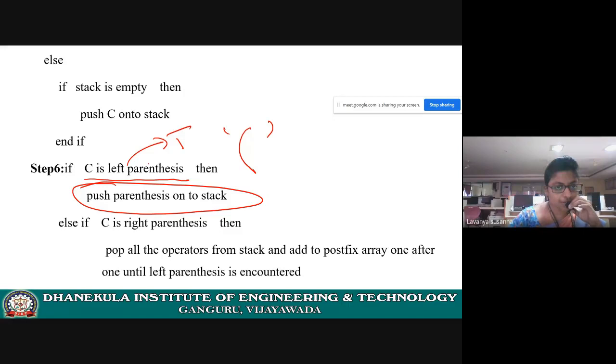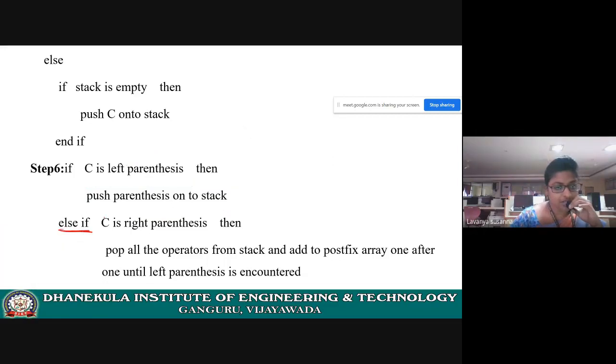If this condition is false, the scanned symbol is not an open parenthesis, then what you need to do? Let us see, another else if condition. If C is a right parenthesis, that means a closed bracket, what you need to do?